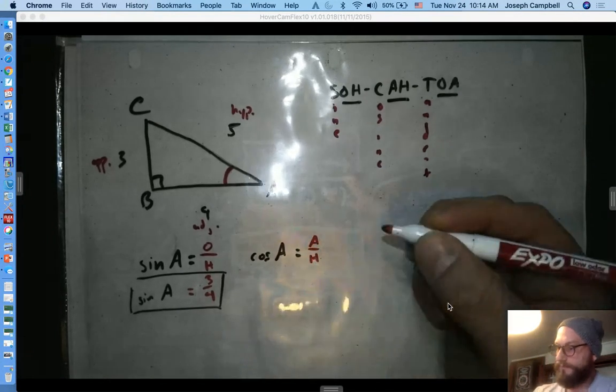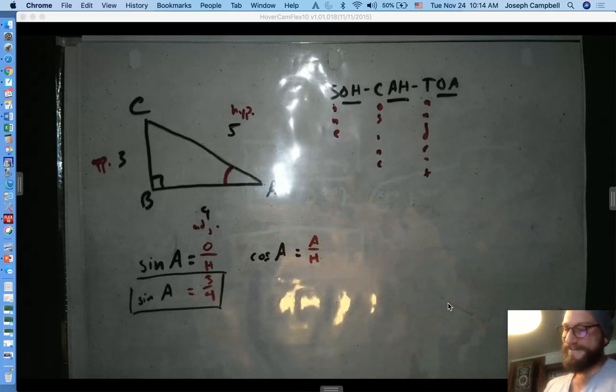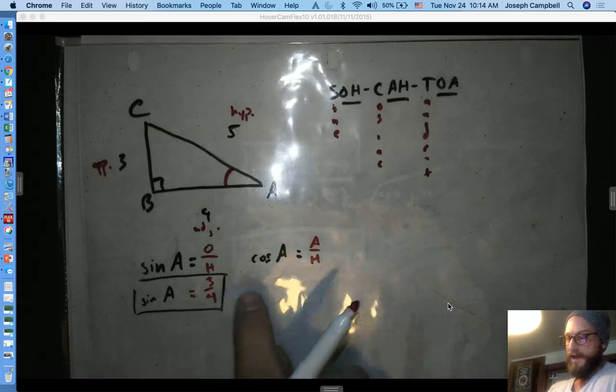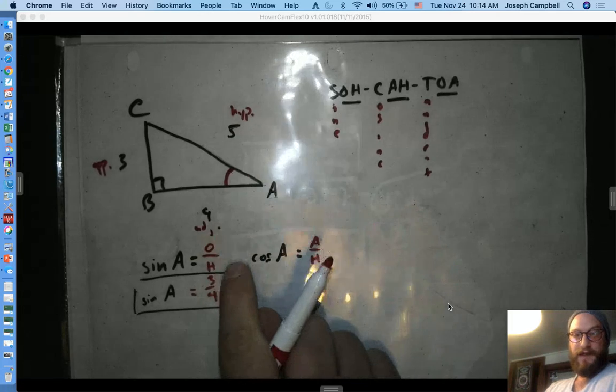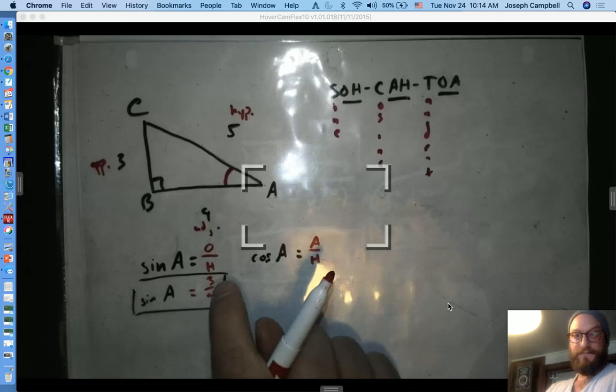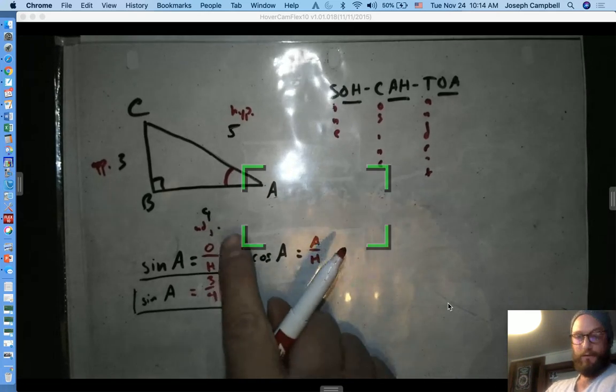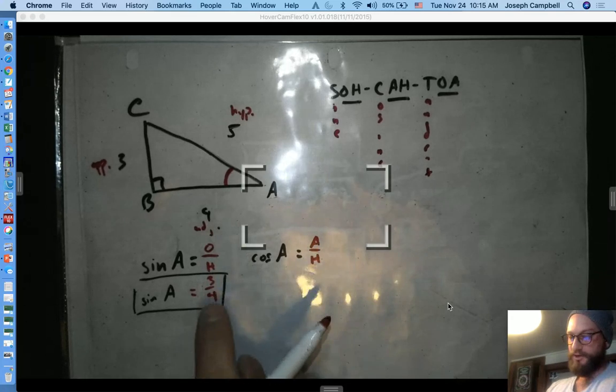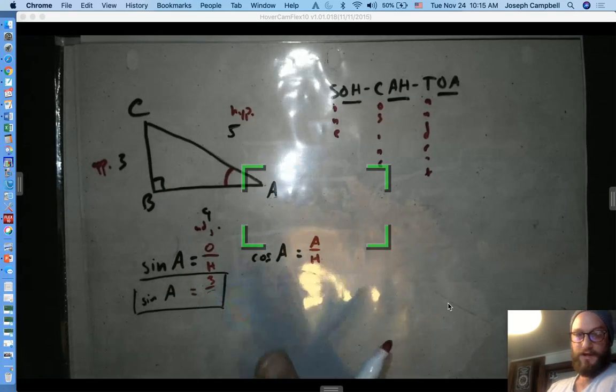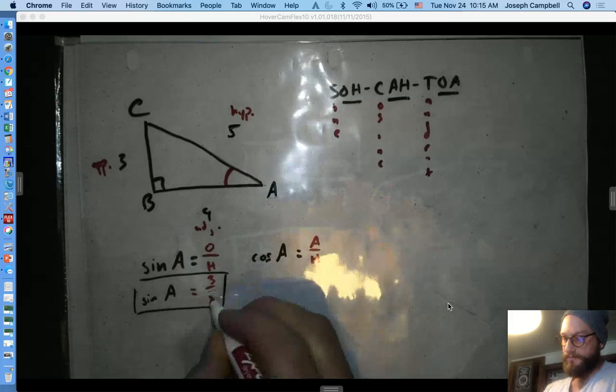And I just realized that I messed up. Hopefully you did too. I want the ratio of the opposite to the hypotenuse. What did I put down here? 3/4. What's 4? 4 is the adjacent side, so I shouldn't have put 4, right? I should have put 5.